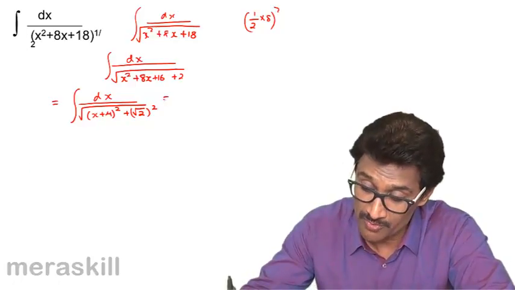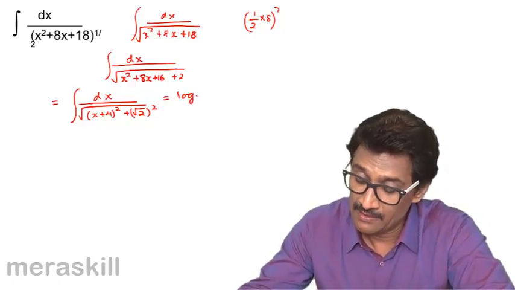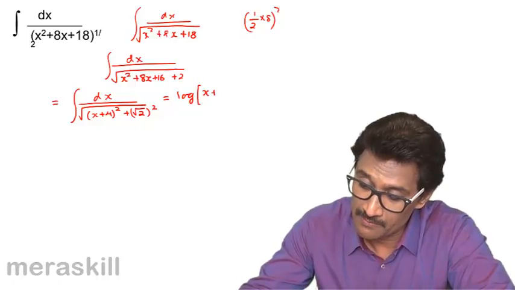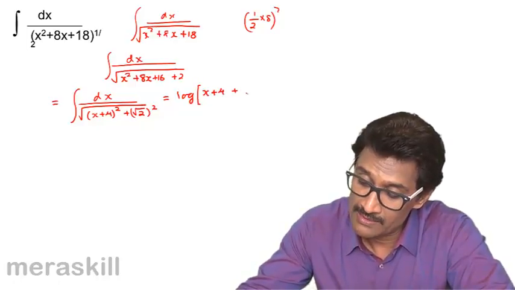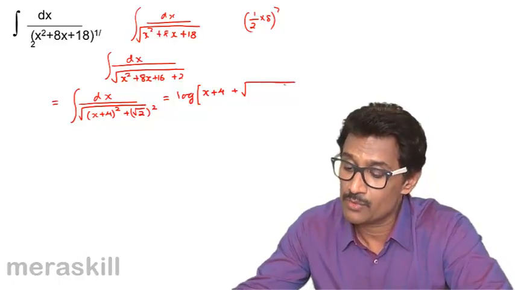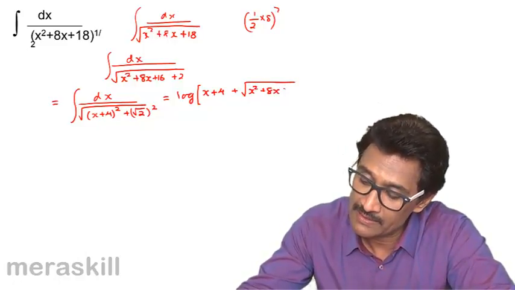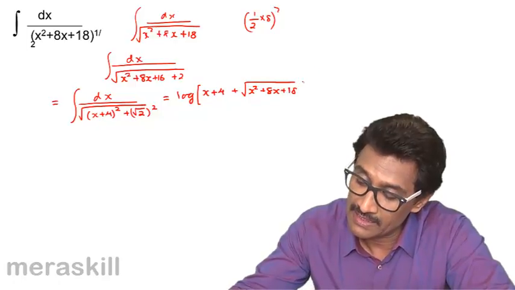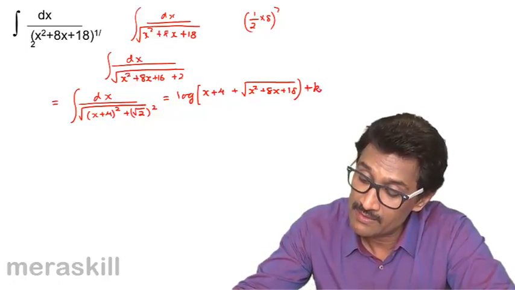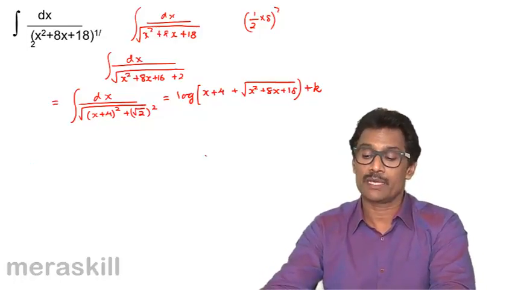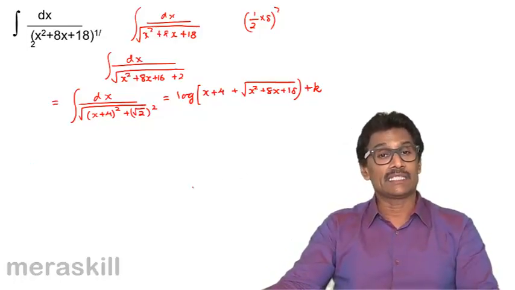So this is going to be log of x plus 4 plus root x square plus a square, which is nothing but x square plus 8x plus 18 plus k. So it's going to be log x plus 4 plus root x square plus 8x plus 18.